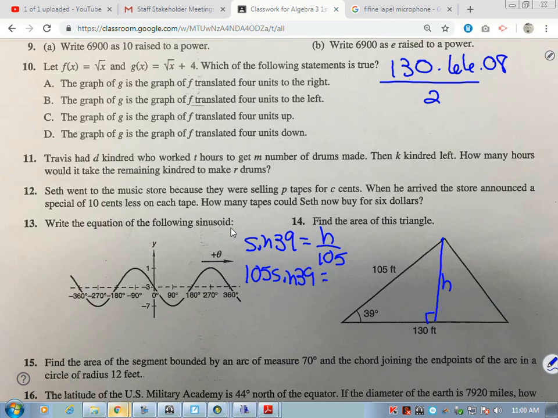All right, so what's 130 times 66.08 divided by 2? 4,295.11 feet squared. Is that what you got? Okay, 4,295.11 feet squared.